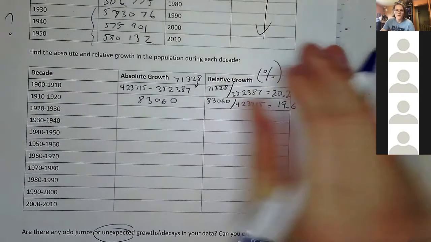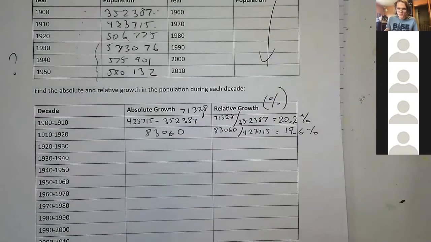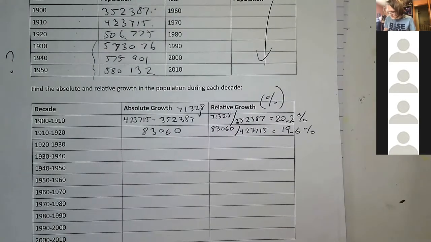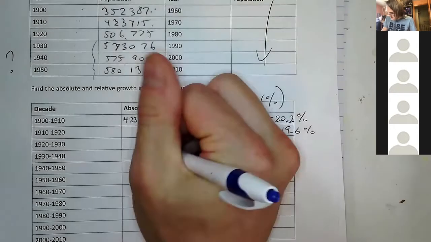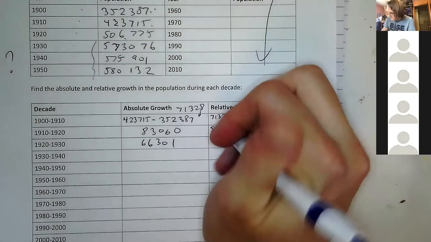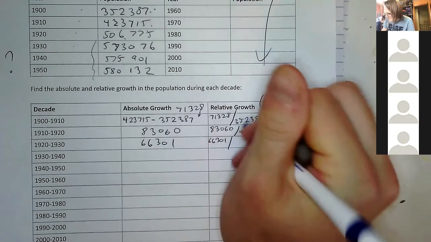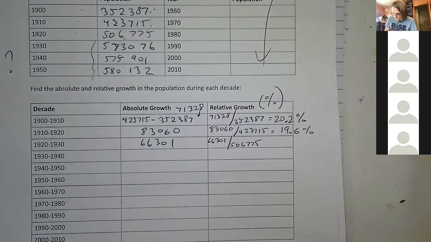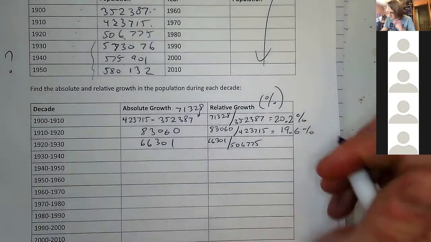But you would do it all. Maybe I'll do one more just to have multiple points of data. So I'll do the next one. So in 1930, let's see, 573,076 minus, oh, big number, 506,775. So 66,301, and then divide that by the population in 1920, which is 506,775. Times 100, so I get about 13.1%.